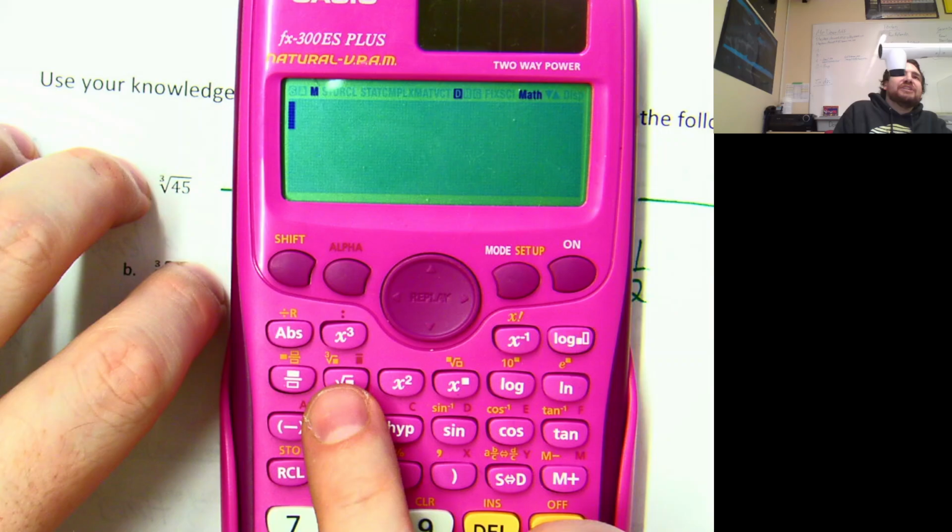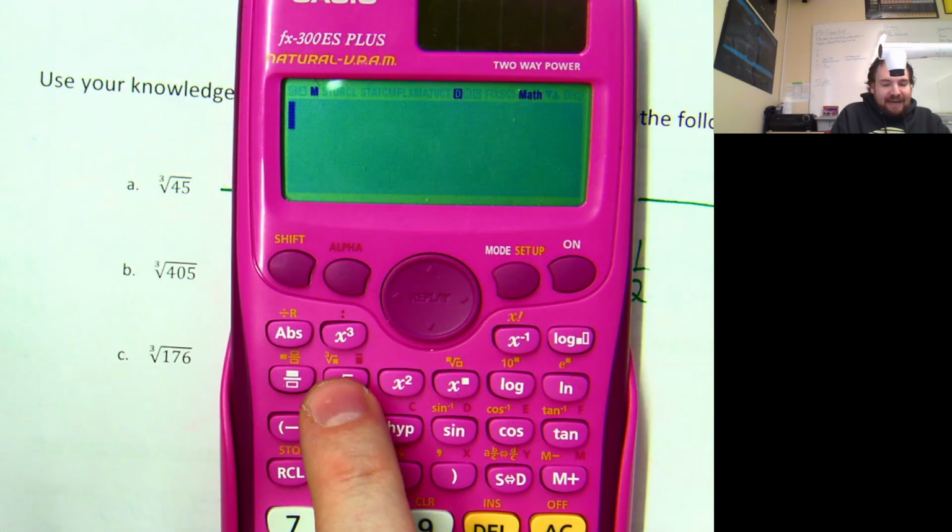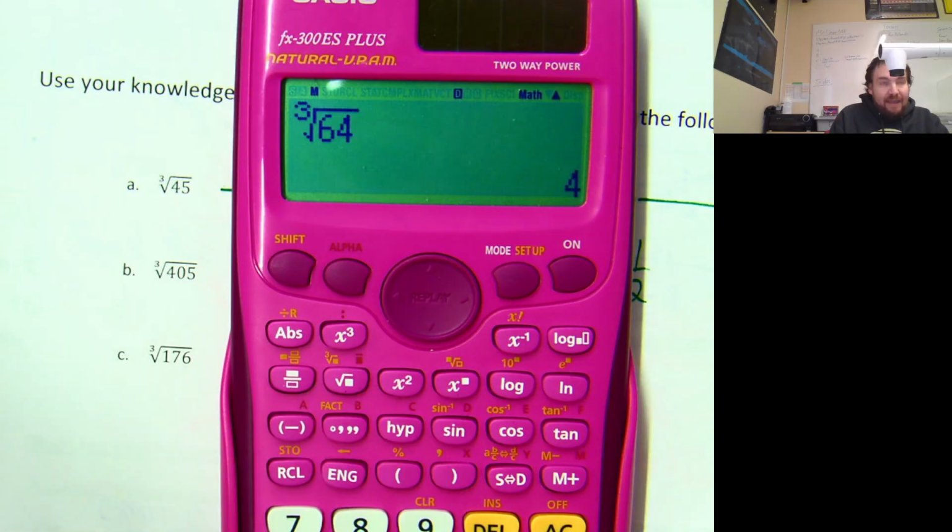Above the square root button there's actually a cube root button. To access it, instead of second, you push shift. And now we want the cube root of 64, which is 4. But this doesn't help me if I do anything bigger. So let's show you how to do the any root I want button.